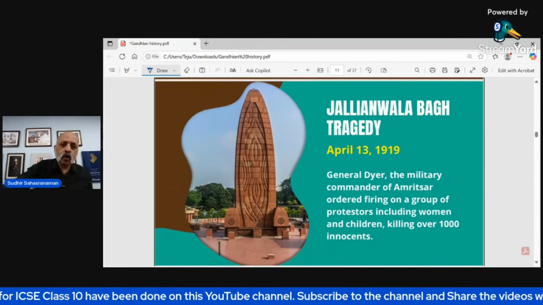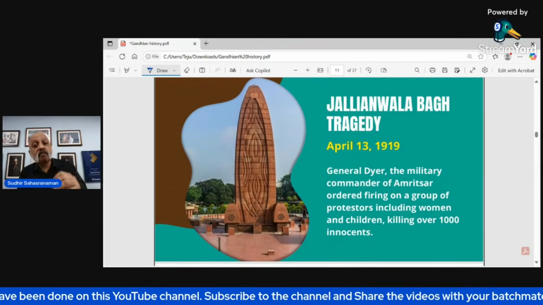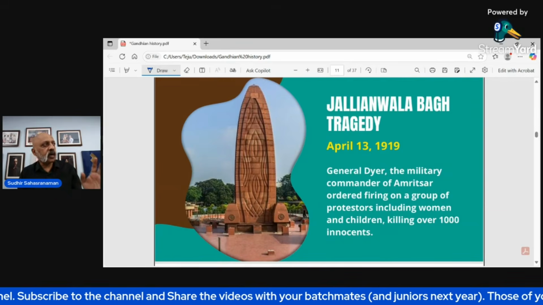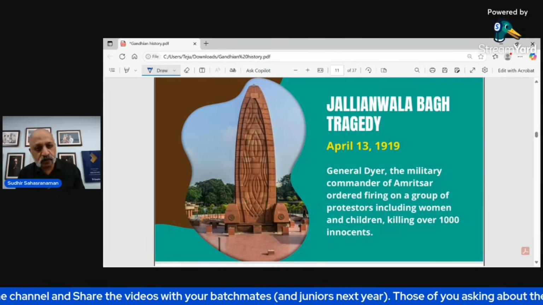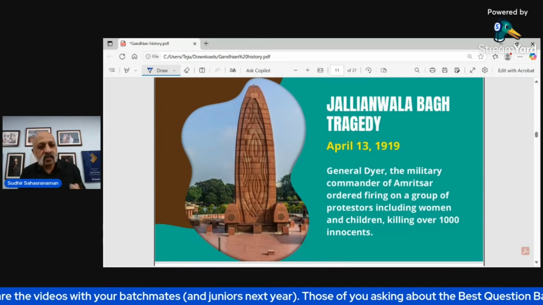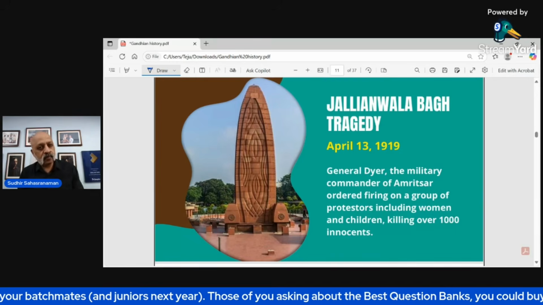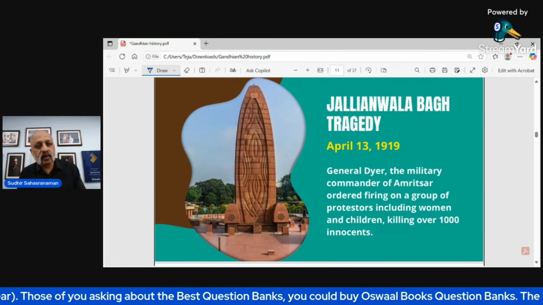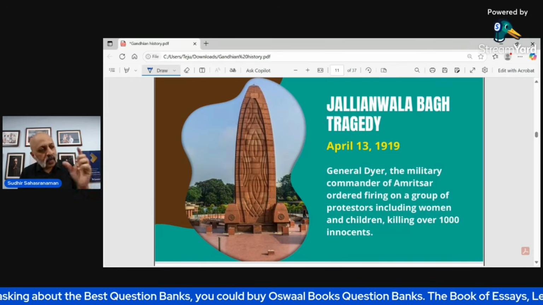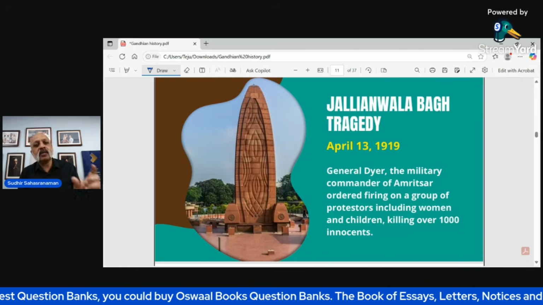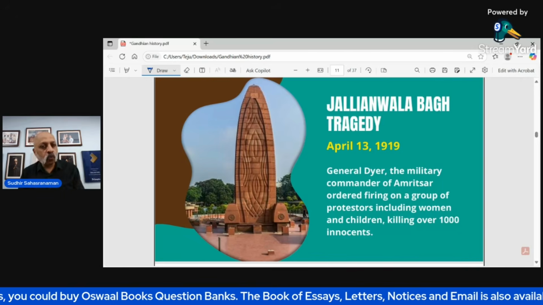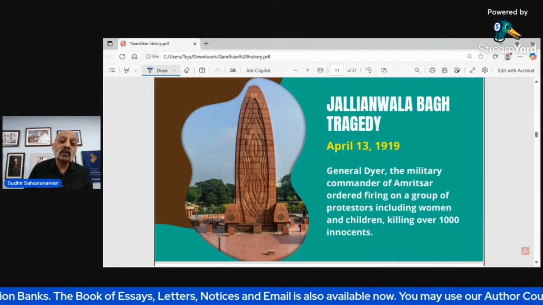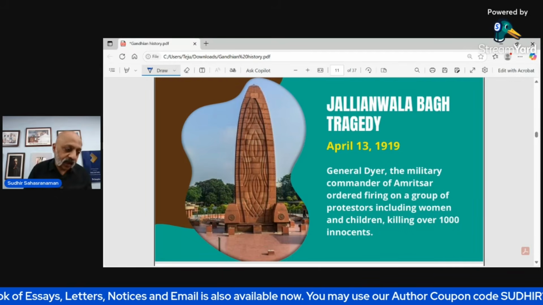The next big cause was the Jallianwala Bagh tragedy. Huge. I saw a movie the other day, Kesari 2, which I thought was done very badly. You should see this scene in the Gandhi film. Please take out some time. It will be available on YouTube. If not the entire film, at least see the Jallianwala Bagh scene. It's so moving, so moving. This happened on the 13th of April 1919.